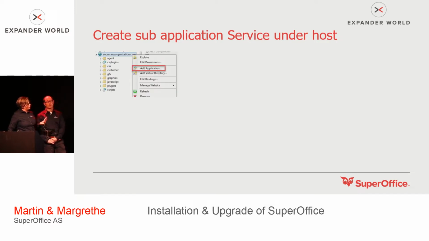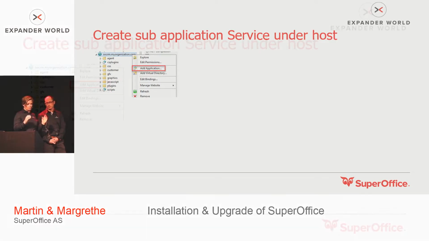And then when you install it on, for our example, we use SOCRM.myorganization.com. You will install it there, and that would be the root. So you want to add a different application, so you can move Sales into one application and Service into one, which will make it easier to redirect if you just want to expose a certain part of SuperOffice to the internet.